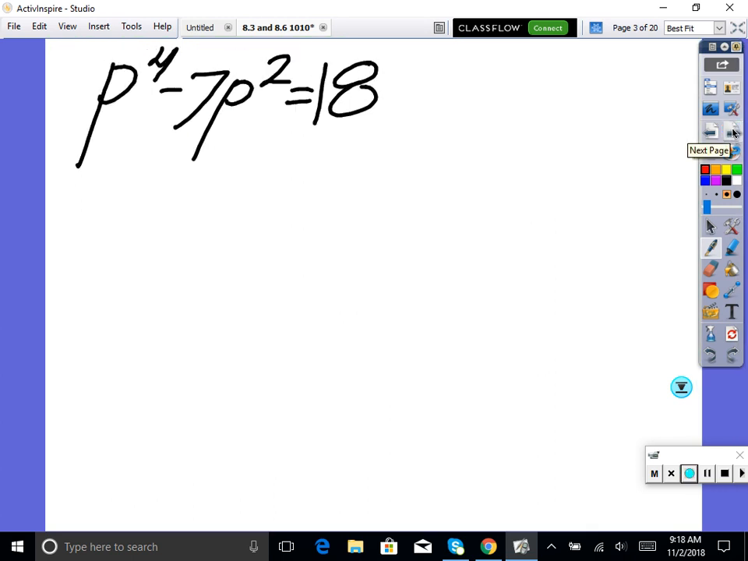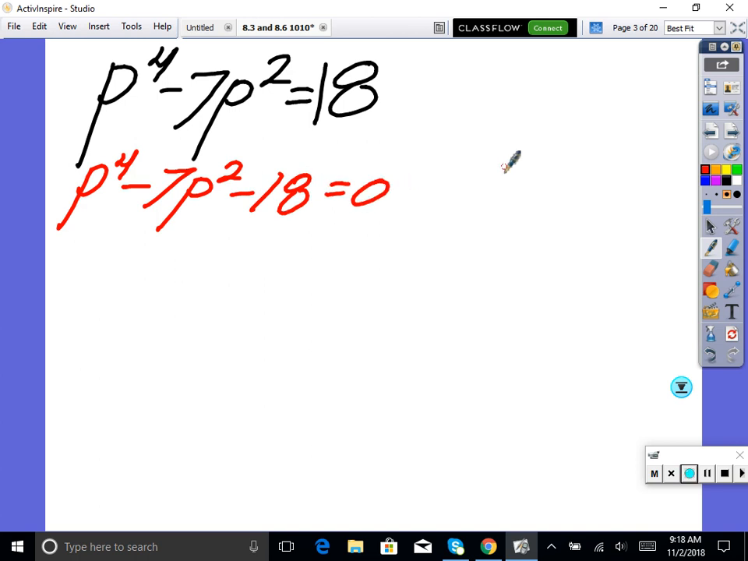Let's go on to this one. Okay, so first of all, to solve anything, we need it equal to 0, so we should be subtracting 18. So then we have p to the fourth minus 7p squared minus 18 equals 0. What would my u substitution be? Yep, p squared, right, everyone? Are you noticing a pattern here? Isn't this the part that needs to be the u? U squared minus 7u. So can't you see that that's usually going to be the u substitution part? Yeah, right? It makes sense.